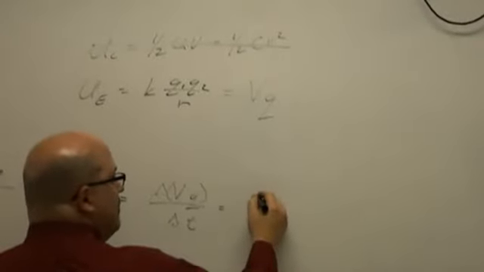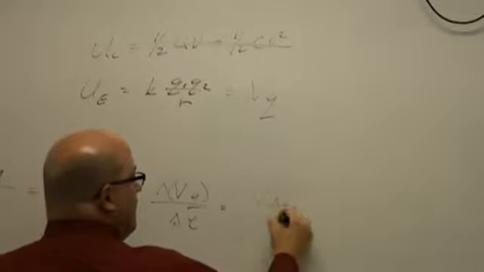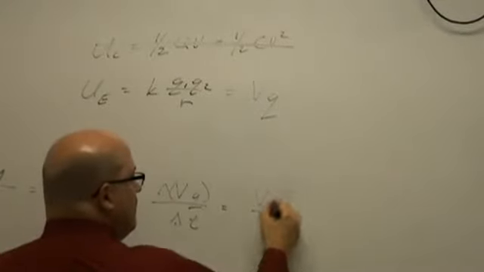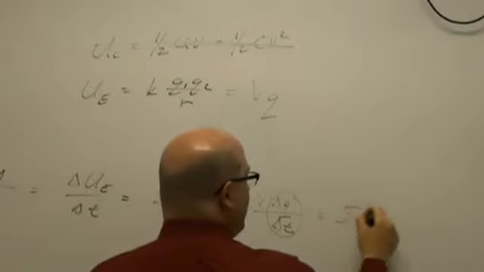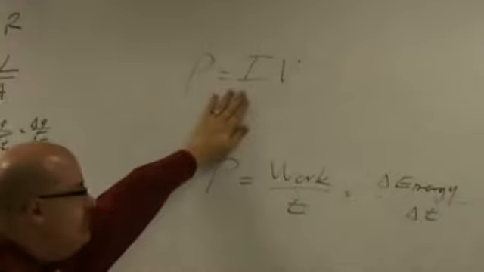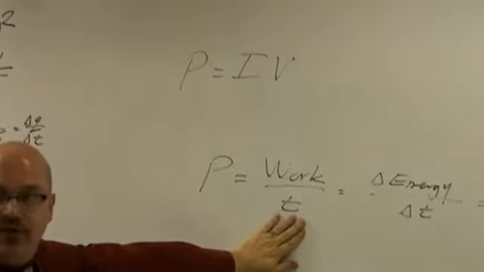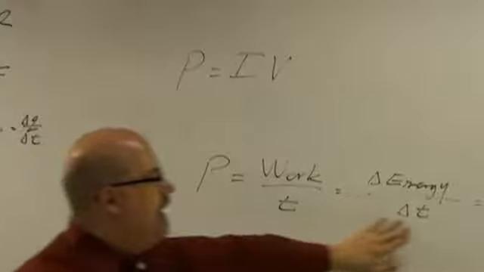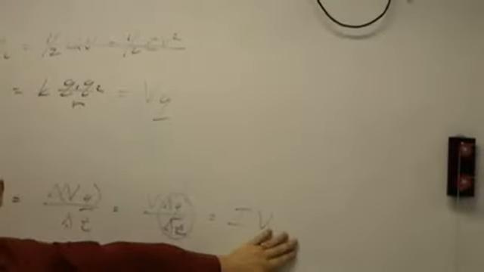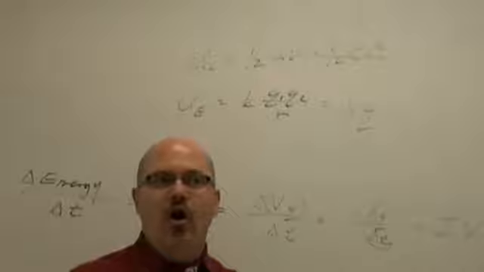Now I'm going to rearrange this slightly. I'm going to change it to V delta Q over delta T. What's delta Q over delta T? Current. So that's how we get power in an electrical circuit. We just start with our basic definition of power, work over time, and we rearrange the equation until we get to IV.